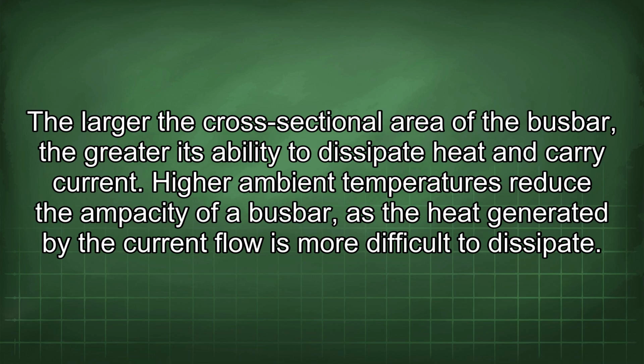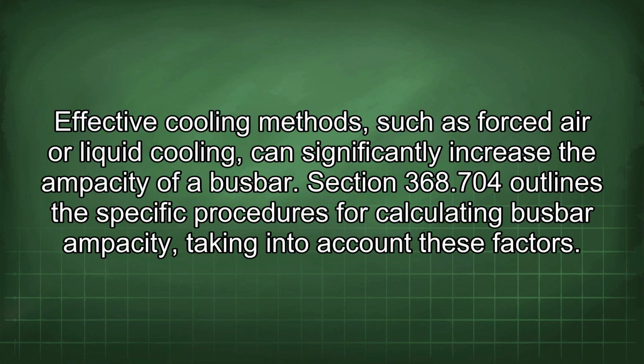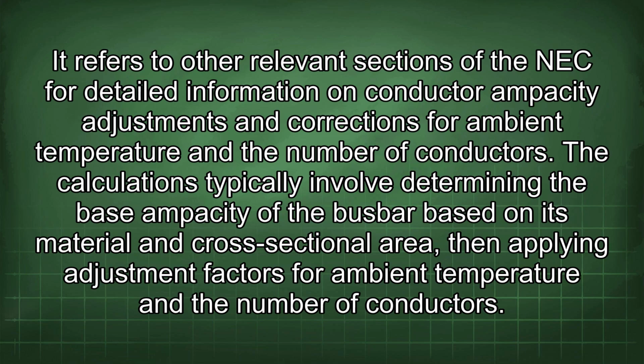Higher ambient temperatures reduce the ampacity of a busbar, as the heat generated by the current flow is more difficult to dissipate. Effective cooling methods, such as forced air or liquid cooling, can significantly increase the ampacity of a busbar. Section 368.704 outlines the specific procedures for calculating busbar ampacity, taking into account these factors. It refers to other relevant sections of the NEC for detailed information on conductor ampacity adjustments and corrections for ambient temperature and the number of conductors.